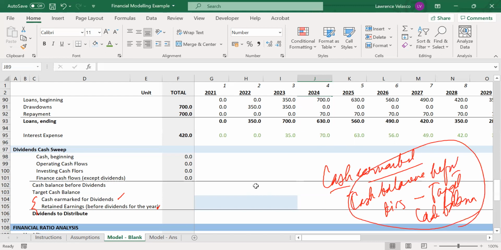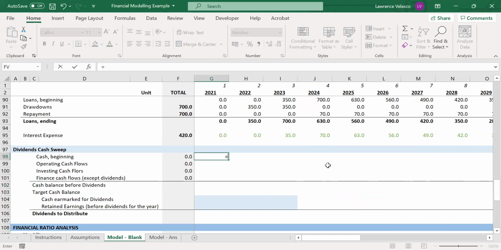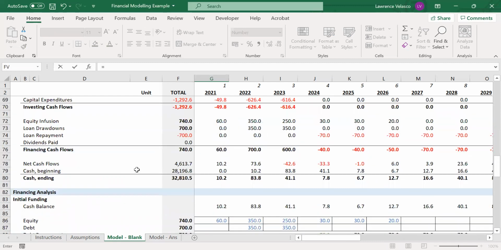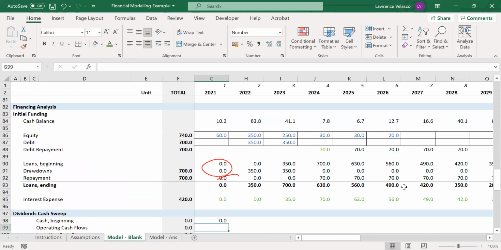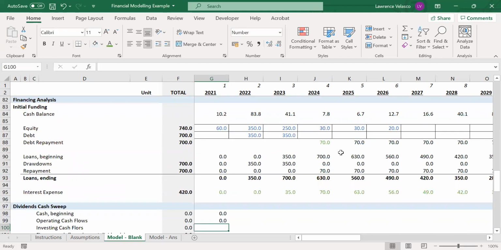No, kung yung cash balance before dividends is higher than the target cash balance, edi meron tayong wiggle room, may elbow room para mag-declare ng dividendo, right? So that's what we want to compute first. So let's try to determine that. How do you get the cash balance before dividends? Edi let's compute cash beginning for the year. No? Cash beginning, punta ka sa statement cash flows, ayun yung cash beginning. Okay. Operating cash flows. Okay. Investing cash flows.